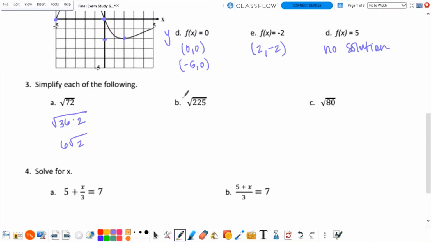All right, so square root of 225, well, this is actually a perfect square. And you can type this in your calculator and check for yourself, but the square root of 225 is 15.